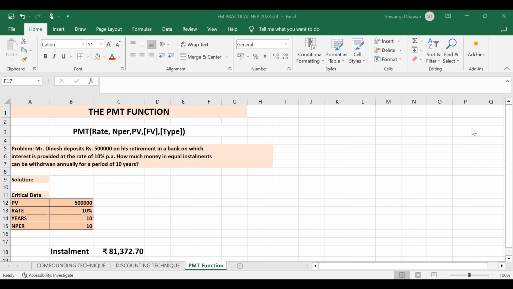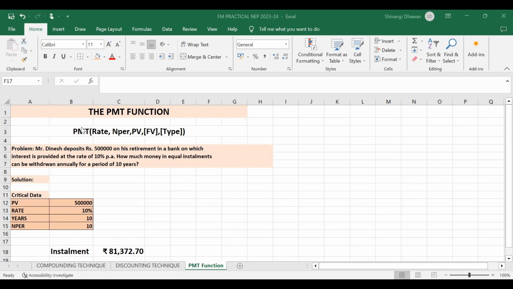So basically, the PMT function calculates the payment for a loan that has constant payments and a constant interest rate. Whenever the amount of deposit is paid back in equal installments, it is the annuity payment or PMT. To find out the amount of an annuity, the PMT function is used. And here is the syntax of this function.